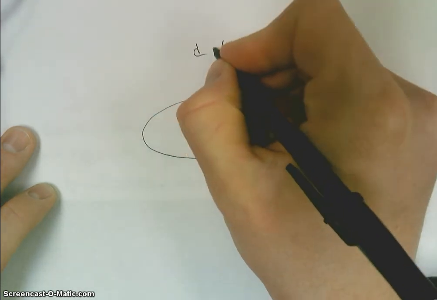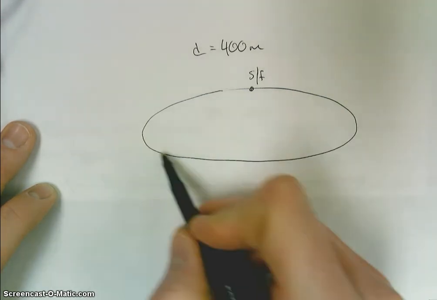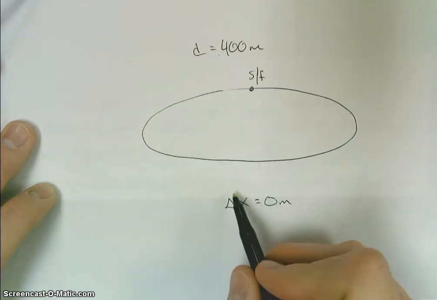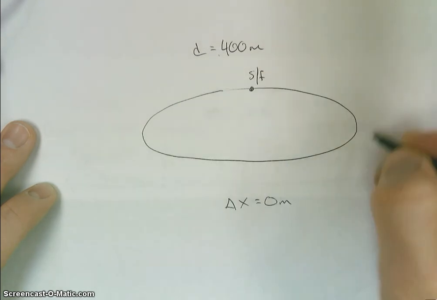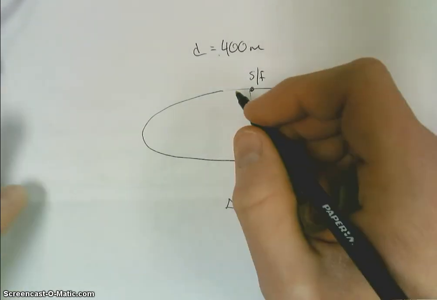Distance, however, yeah, you ran 400 meters. Your body knows you ran 400 meters. You felt it. You almost threw up because of it. 400 meters, distance, but your displacement is 0, right? Because we start here, we end here, so for that reason your displacement is 0. Your distance, however, is 400.